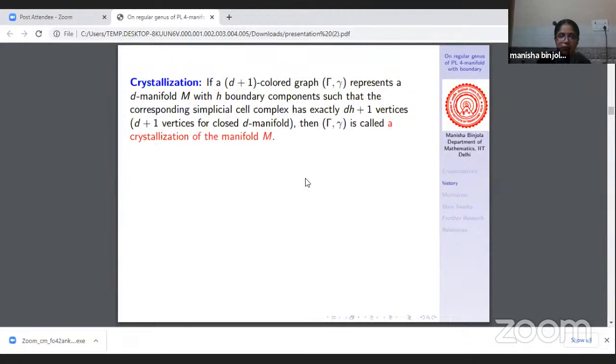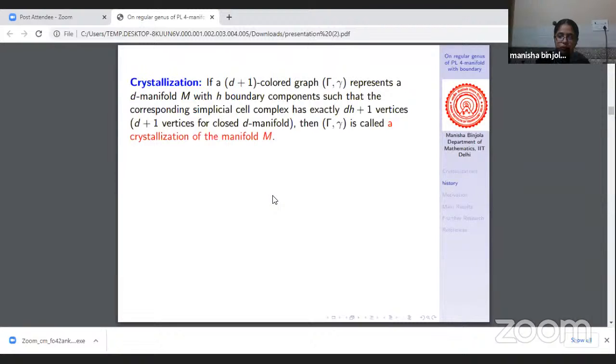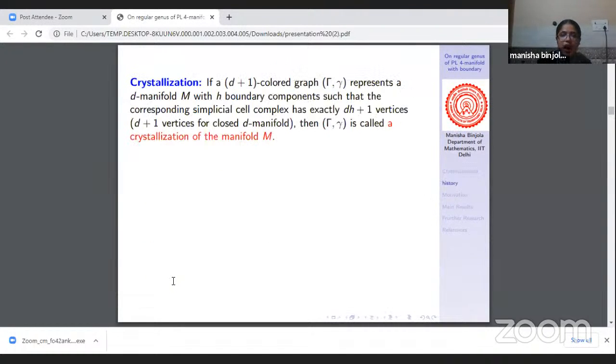Suppose we have a graph gamma which represents a manifold. Now, if the corresponding simplicial cell complex has a number of vertices which attains these bounds: in the case of a closed manifold, if the number of vertices is d plus 1, then we say that gamma is a crystallization for the closed manifold. And in the case of a manifold with boundary, if the number of vertices in the corresponding simplicial cell complex attains this bound, that is, it has dH plus 1 vertices, then we say that gamma is a crystallization for the manifold with boundary.